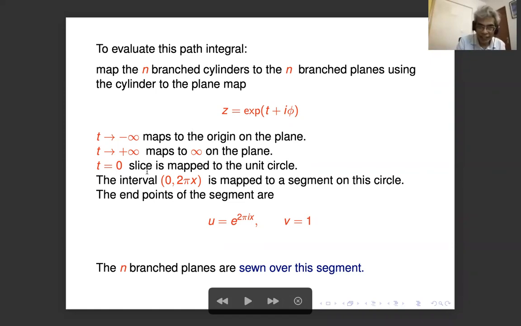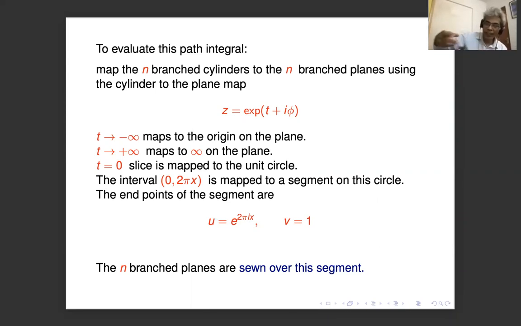And this slice at t equals zero, the modulus of that object is just e to the i phi, it's just a phase. So it's mapped to the unit circle. And the interval is just a segment on the circle. The endpoints are 2 pi x and v. So it's a segment on this unit circle.